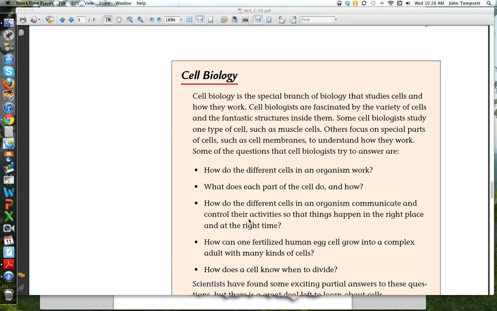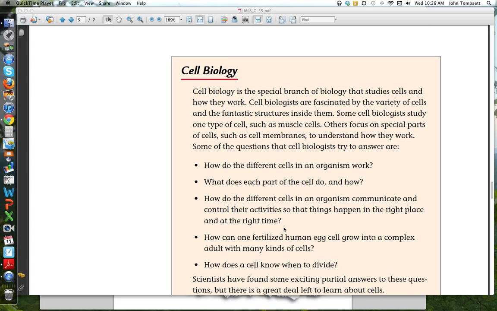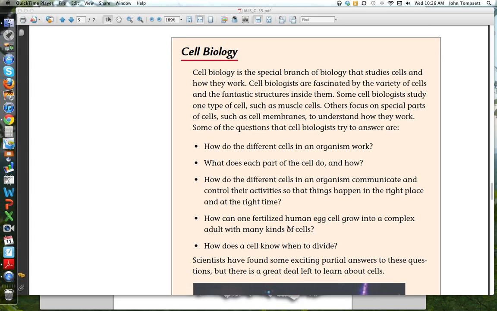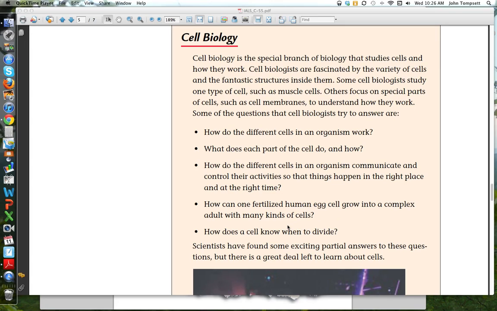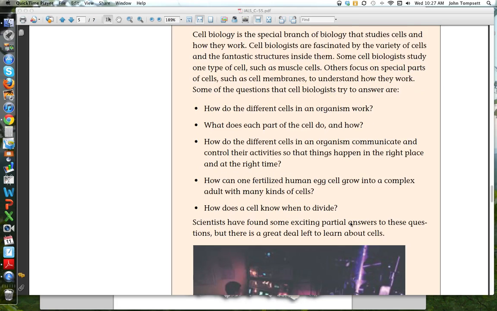Some of the questions that cell biologists try to answer are: how do the different cells in an organism work? What does each part of the cell do and how? How do the different cells in an organism communicate and control their activities so that things happen in the right place and at the right time? How can one fertilized human egg cell grow into a complex adult with many kinds of cells? How does a cell know when to divide?